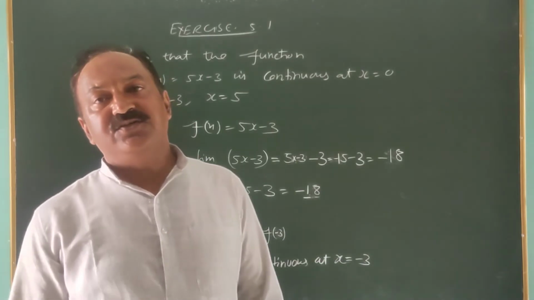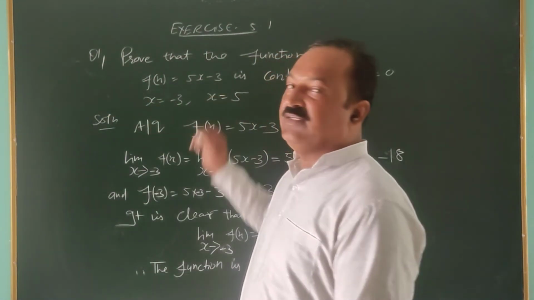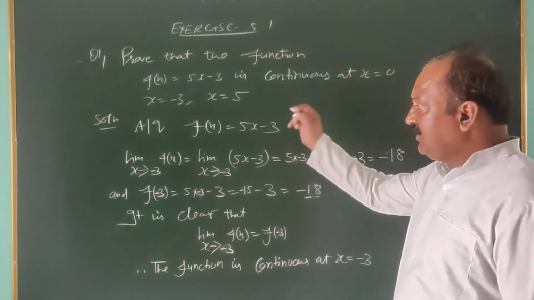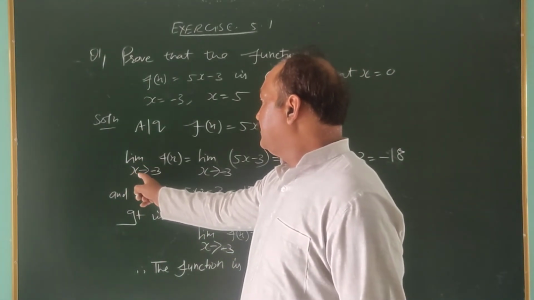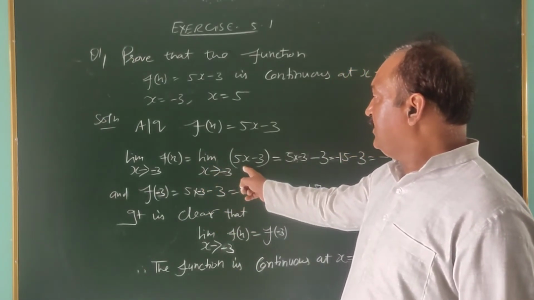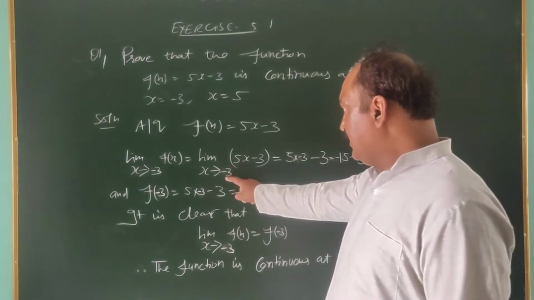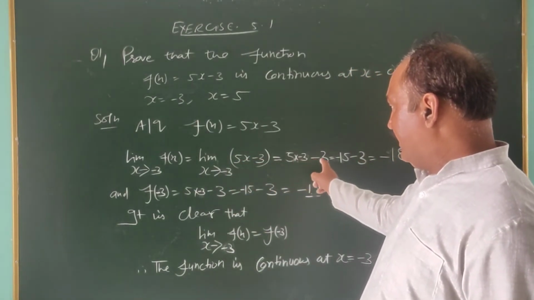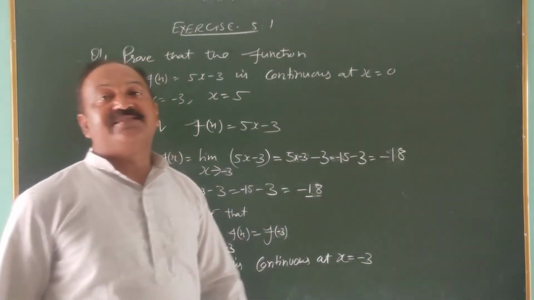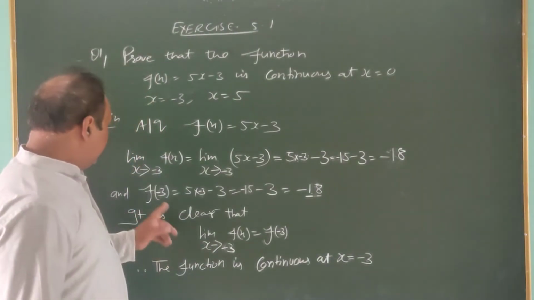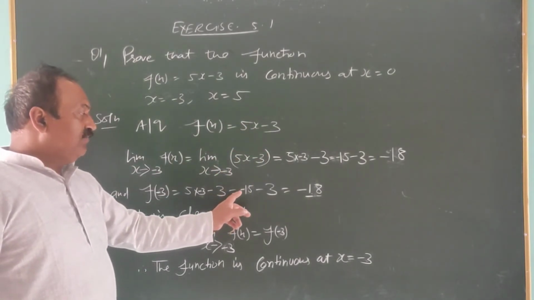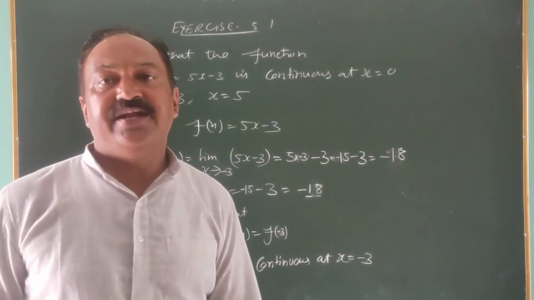Now let us check the continuity of this function at x is equal to minus 3. Again, according to the question, f of x is equal to 5x minus 3. Therefore, limit at x is equal to minus 3, f of x is equal to limit of x approaches to minus 3, 5x minus 3. Substituting the direct limit, we get 5 into minus 3 minus 3, that is minus 15 minus 3, is equal to minus 18. And the value of the function at minus 3 is equal to 5 into minus 3 minus 3, that is minus 15 minus 3, that is again minus 18.